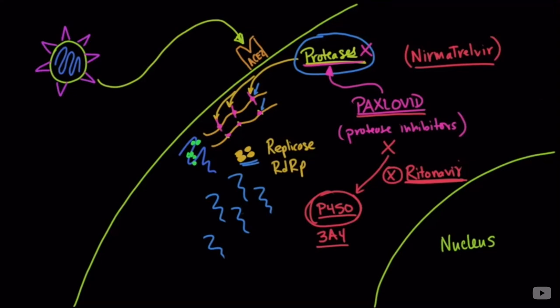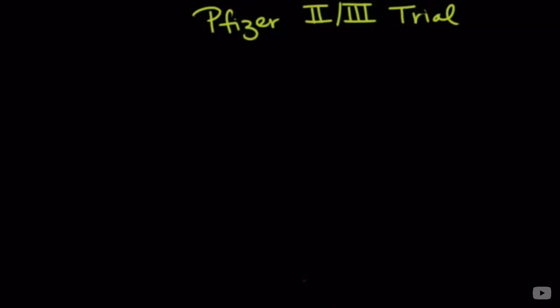So now that you know what nirmatrelvir and ritonavir do, the question is what's the evidence for the efficacy of this in human beings in a real-world example? So let's talk about the Pfizer Phase 2 and Phase 3 trial for this medication, PAXLOVID. This is the data that was submitted to the FDA for emergency use authorization.